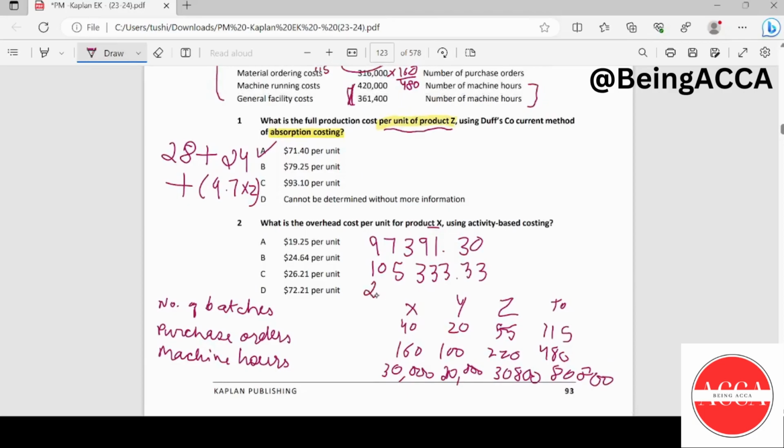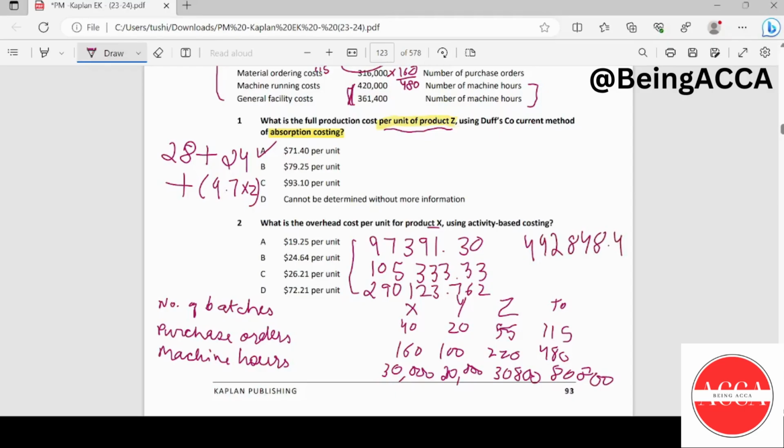So this gives me 290,123.762. Now I'm going to add the three of these, 105,333.33 plus 97,391.30, and this gives me the total as 492,848.304.